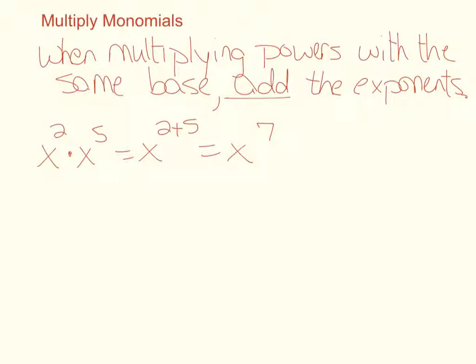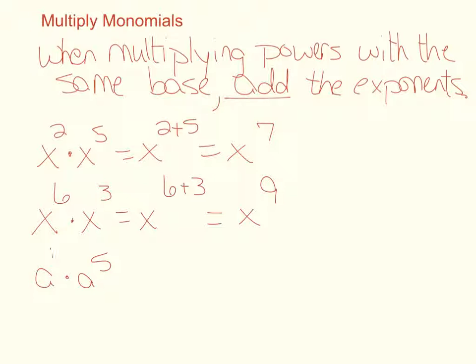All right? So x to the 6th times x to the 3rd would be x to the 6th plus 3, which is x to the 9th. And if I have a times a to the 5th, remember if there's not an exponent, there's an understood 1 there, so that would be a to the 1 plus 5, which is a to the 6th. Again, you're going to get to skip this middle step. You don't have to show that. You can go from here to here.